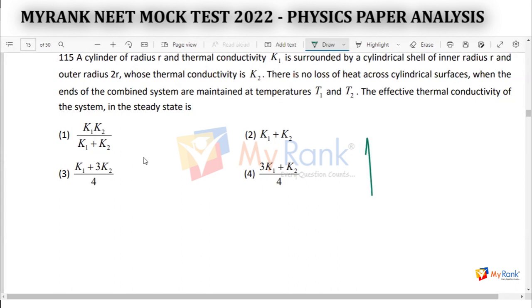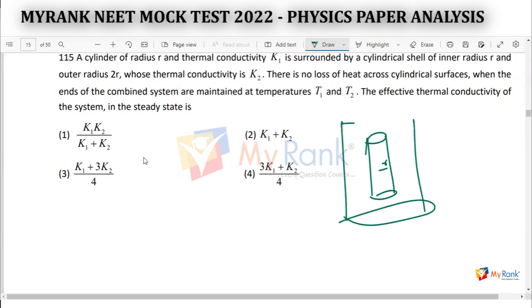So here are two cylinders. Let us imagine: this is the first cylinder whose radius is R, and it is surrounded by another cylindrical one, students, whose conductivity is K2. The first one has thermal conductivity K1. Here there is no heat loss between these two.